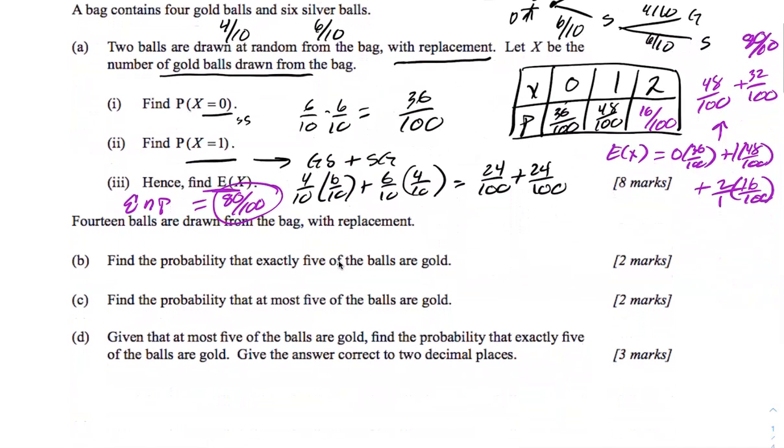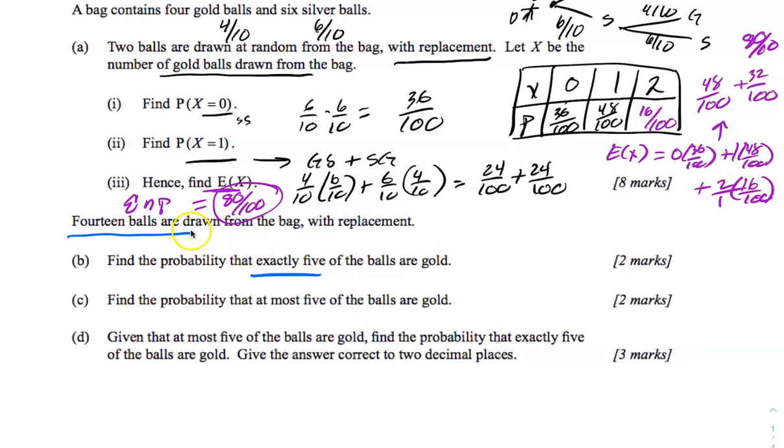Now part B is a brand new question, so you can throw most of this stuff out the window. Now they're saying 14 balls are drawn from a bag with replacement. So I'm not drawing 2 balls anymore, it's 14 balls. We're drawing 14 balls from the bag with replacement, sorry. Find the probability that exactly 5 balls are gold. So already, I'm thinking binomial question.